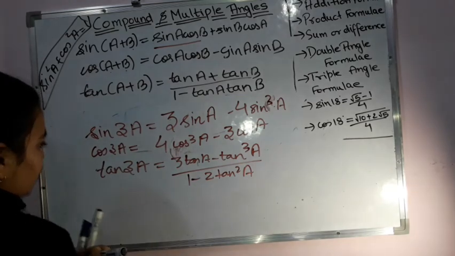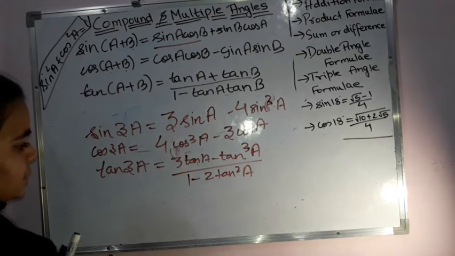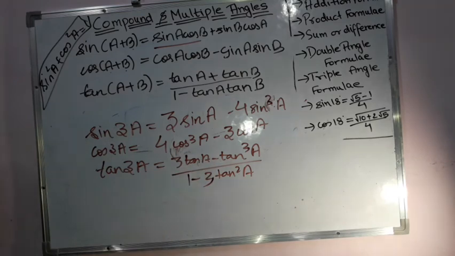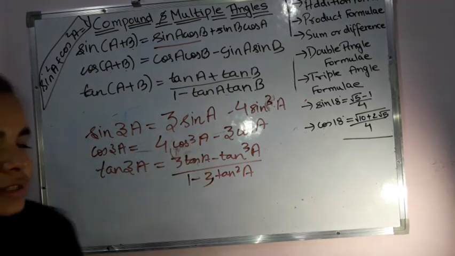Just a moment. So this is how it is. It will be 1 minus 3 tan square a here: tan 3a is 3 tan a minus tan cube a upon 1 minus 3 tan square a. And cos 3a is equal to 4 cos cube a minus 3 cos a.